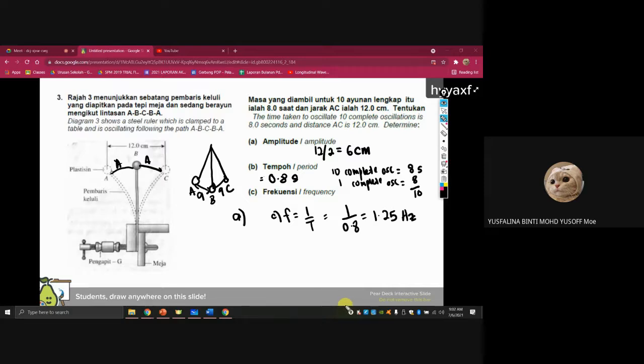Are you clear? Do you have any questions? Because I noticed some of you said the period is 8 seconds. You have to remember period is only one complete oscillation. 8 seconds is for 10 complete oscillations. Are you clear? Do you have any questions to ask? All right, let's move on to the next one.